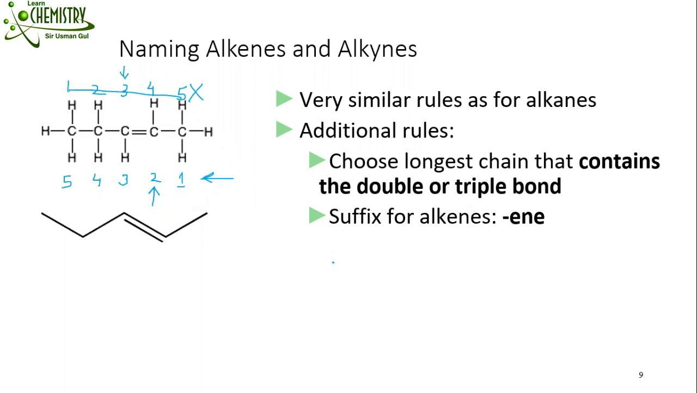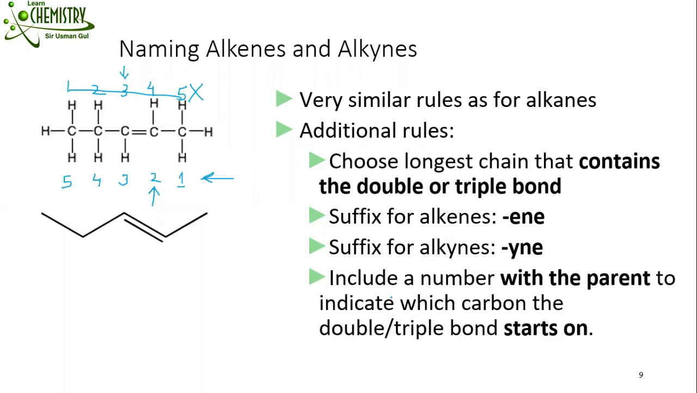Okay, if we do remember, previously we were using the suffix ane for alkanes, but now for alkenes we will use ene. And the next rule, let's suppose we have an alkyne, so we will use yne. And the last rule: include the number with the parent, to indicate the carbon double or triple bond location. I've already mentioned I have to include this number also. So what will be the name? The name will be 2, and as we have 5 carbons, 2-pentene. So this 2 is basically giving us the location of the double bond.